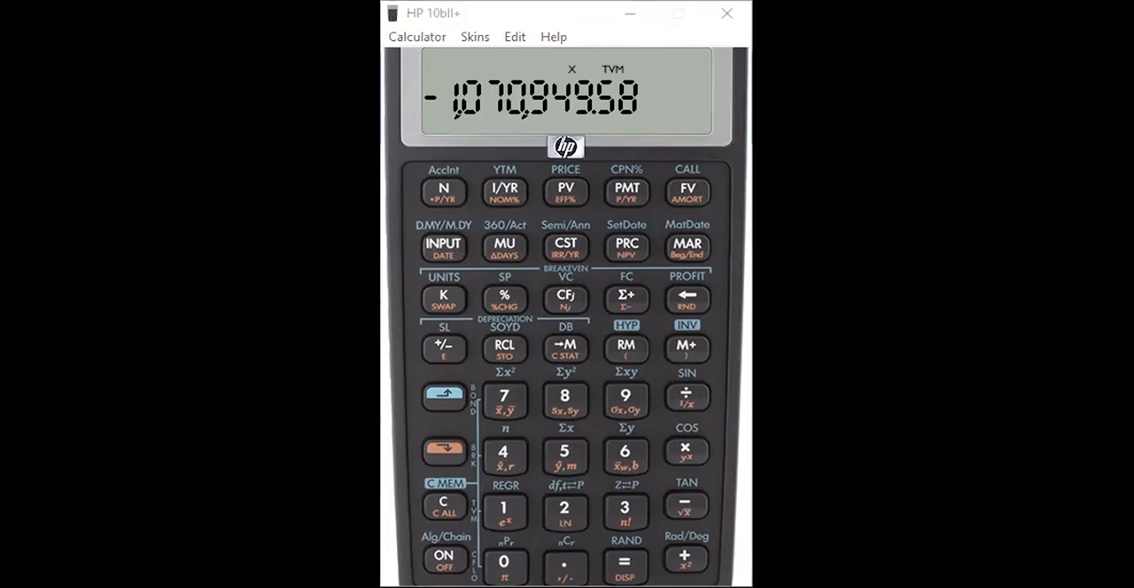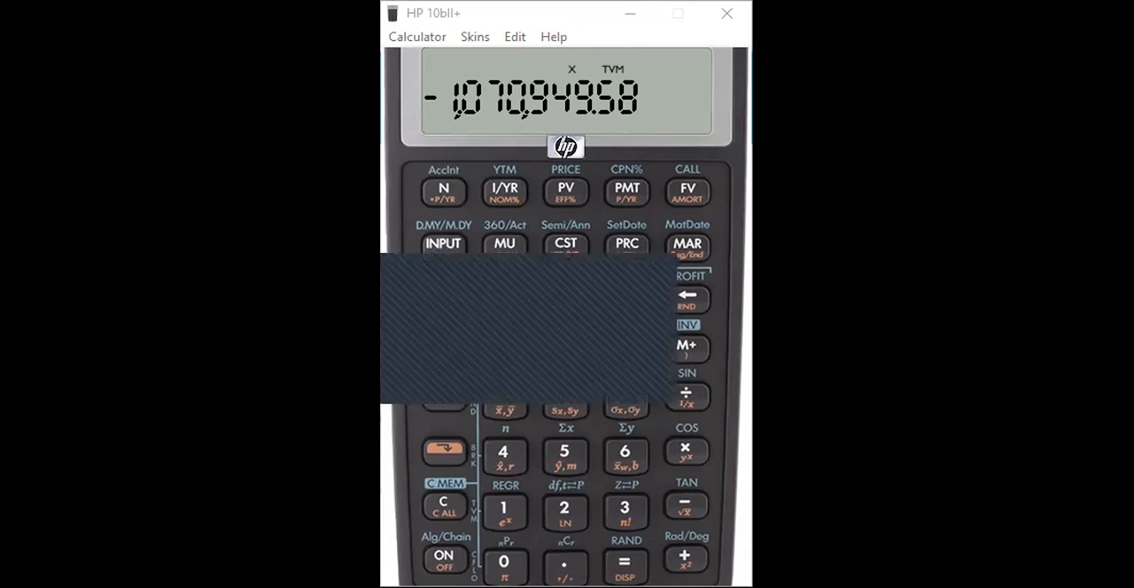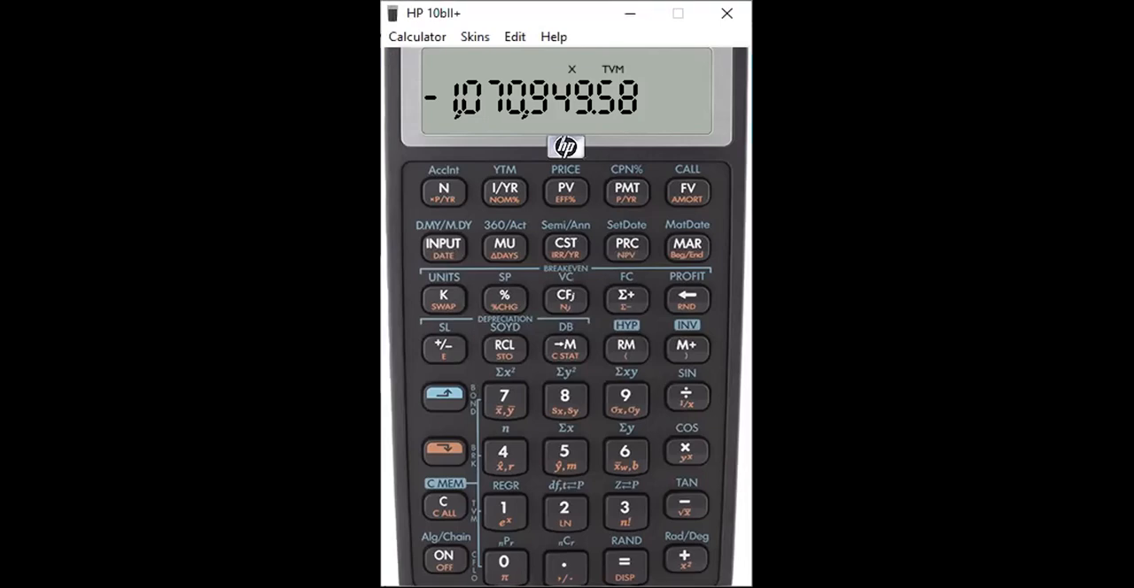1,070,949.58. So that is our answer. Okay, so that's what we were supposed to do there. So I hope you all see that and you follow it, right? So what we can even do after this, we can even then get our IRR.